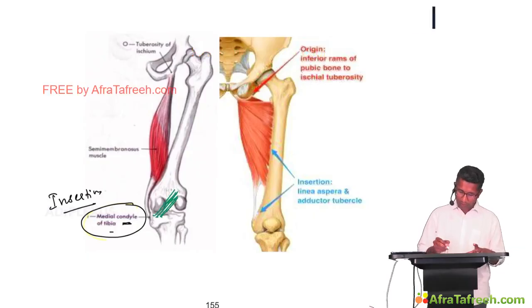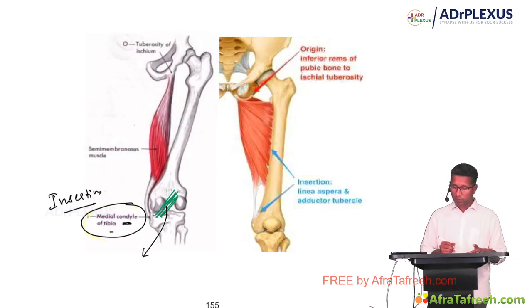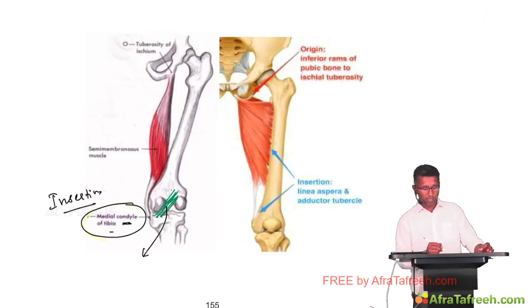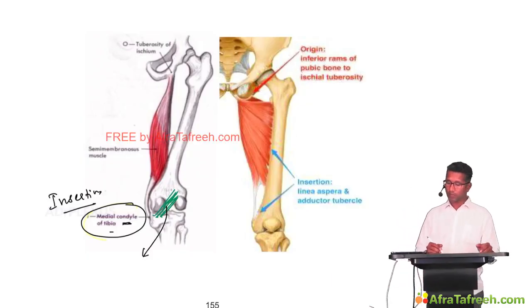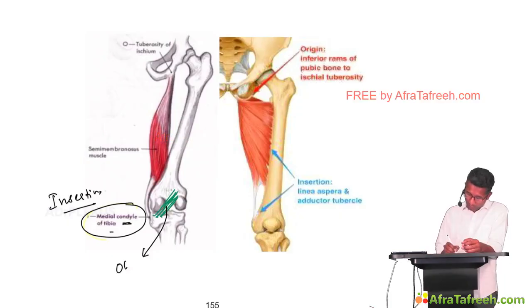this fibrous expansion also we have discussed previously. Can anybody tell me what is the name of this fibrous expansion which is forming the floor of the popliteal fossa, arising from the semimembranosus? What is this ligament called? Very good, Shanmugh. This is called the oblique popliteal ligament.